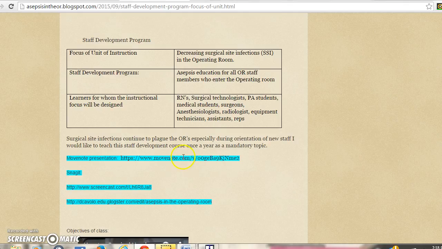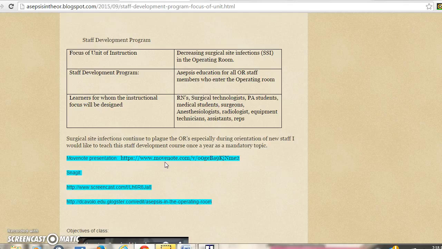Now these links, you provided 4 links here. I was not able to open any of them, so I'm not sure exactly what type of information you've provided in those links. So that's something that you may want to take a look at.